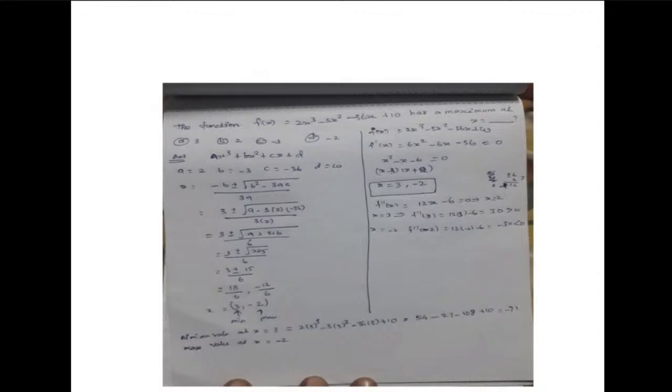If they also ask for the maximum value or minimum value in this equation, along with the x at which it has a maximum, then we have to substitute the x value, x is equal to minus 2, in f of x. While substituting x is equal to minus 2 in this equation, we will get the maximum value.